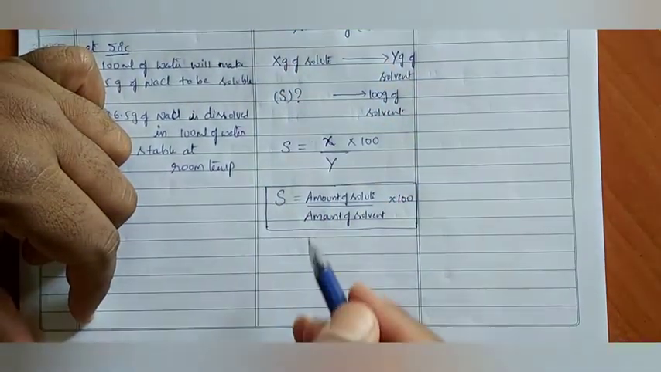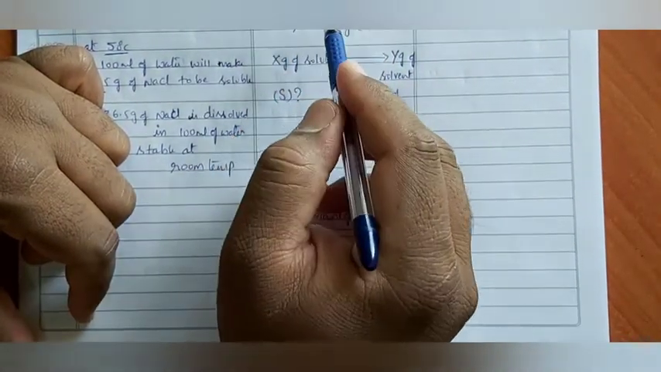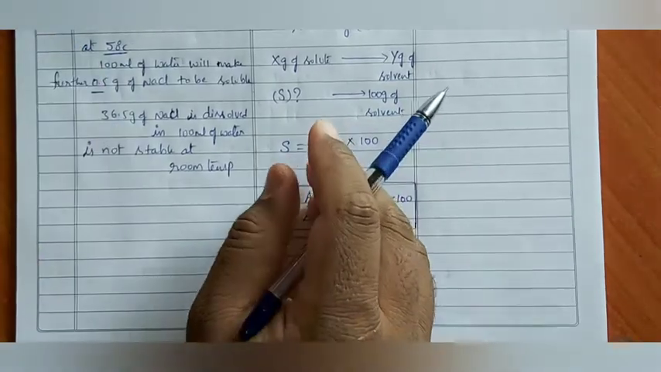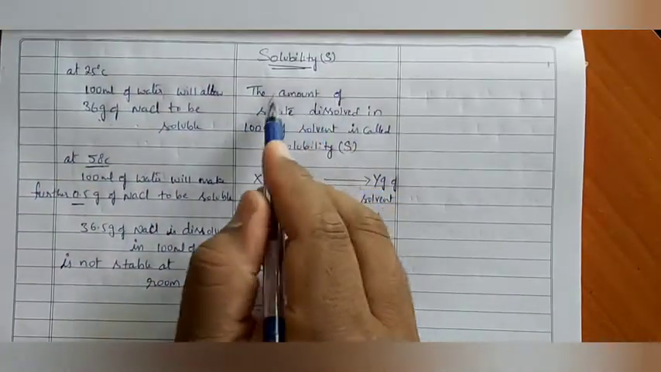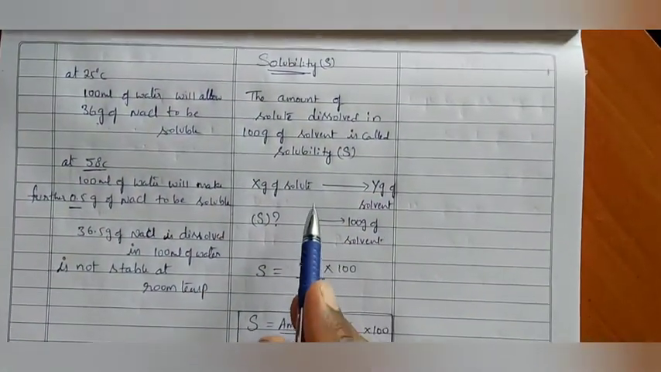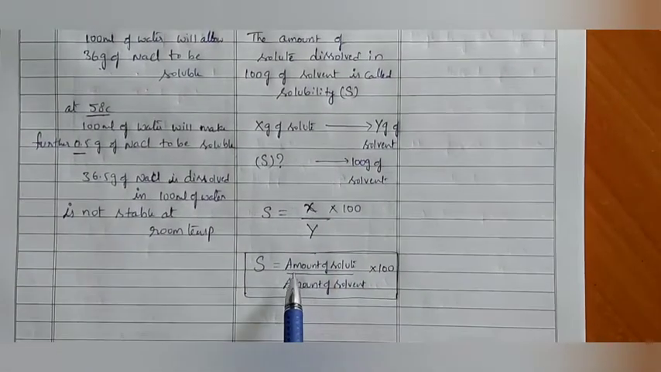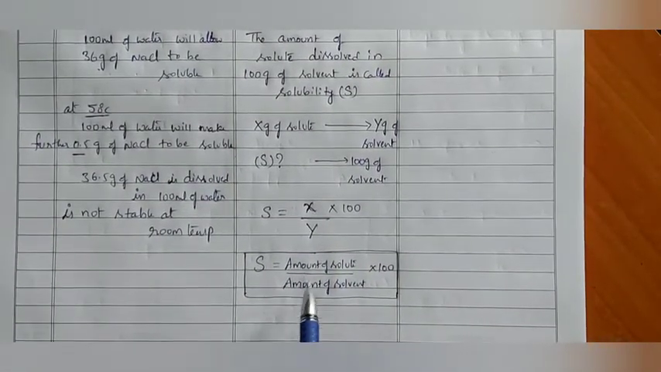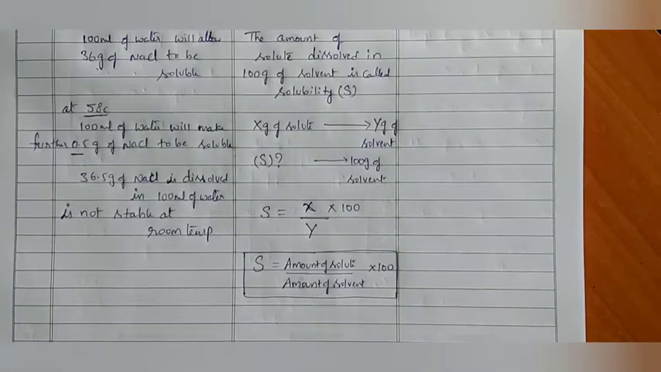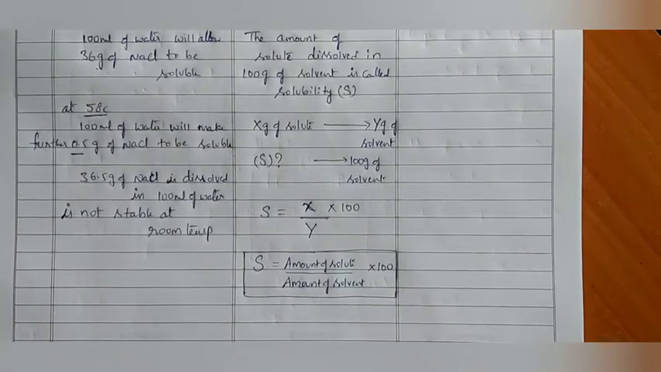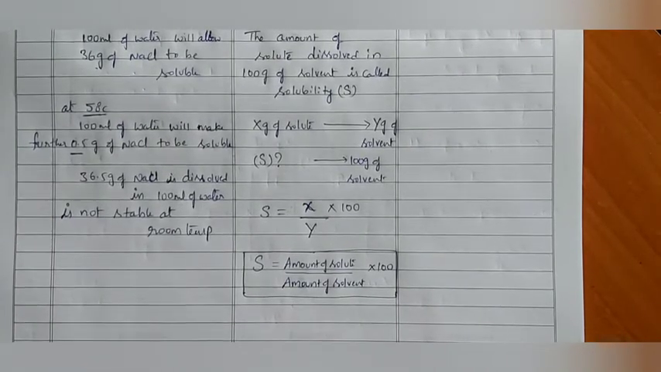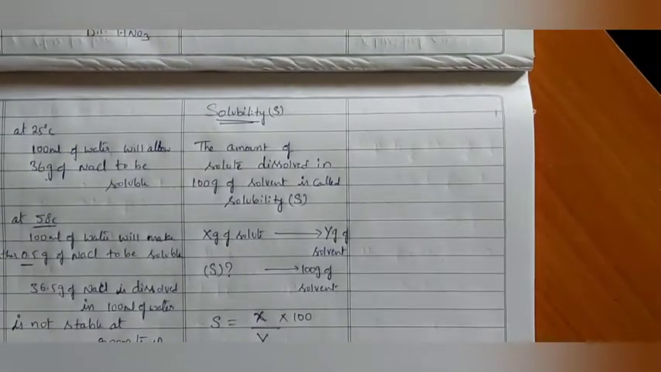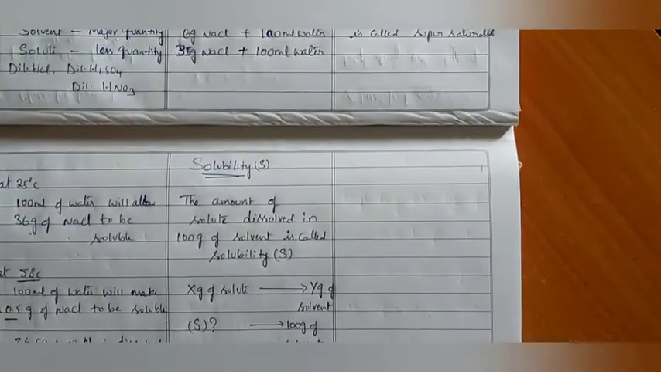First, this is the definition. According to the definition, we found the formula, that is S is equal to amount of solute by amount of solvent into 100. Is it okay? Now we are moving to factors affecting solubility.